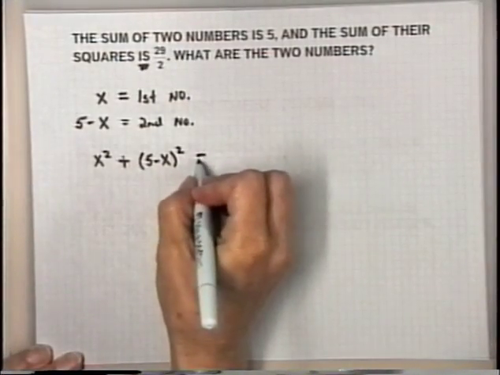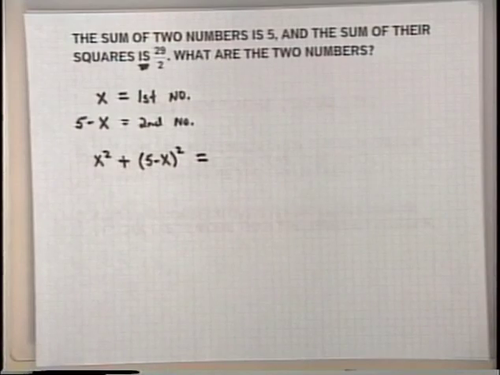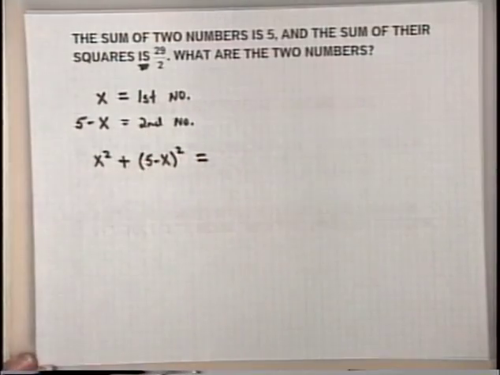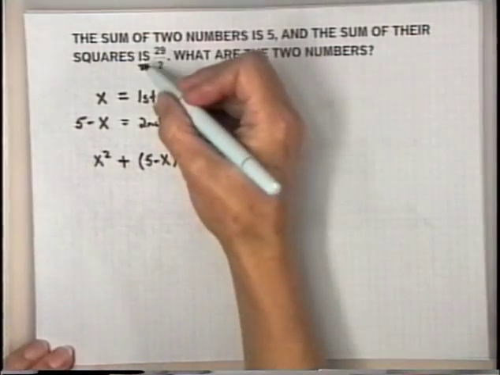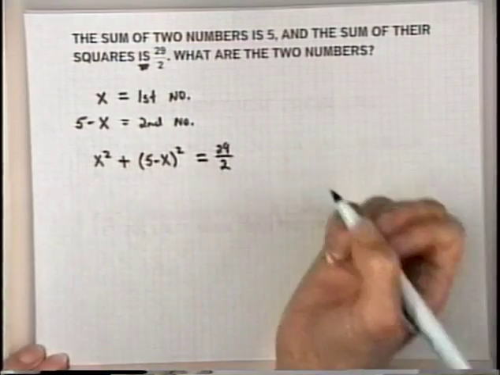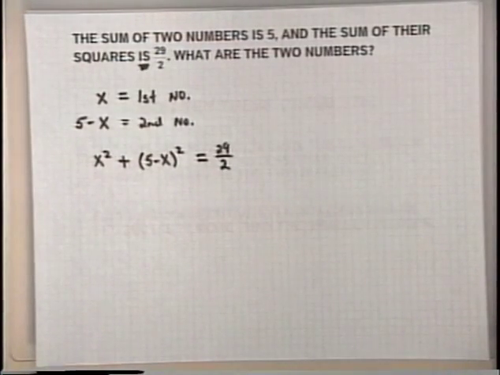That is or equals something. I have the sum of the squares of these two numbers. Now, it says it is or equals 29 halves. So I'll write 29 halves on the other side. Now, looking at this equation, if we're going to solve it, the first step would be to remove the parentheses.